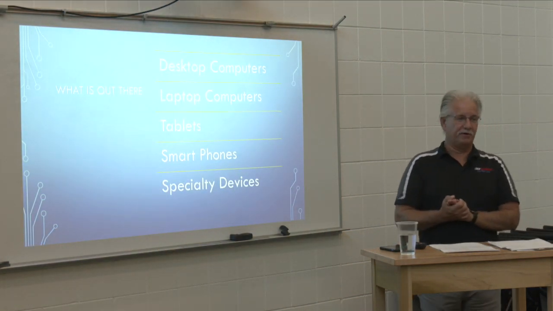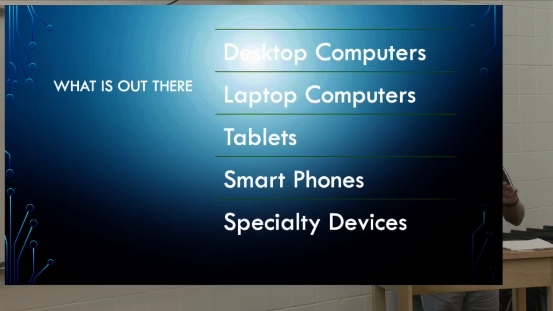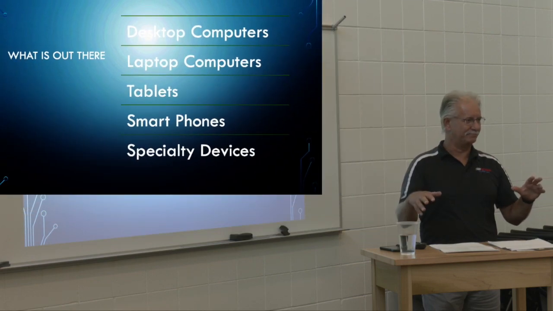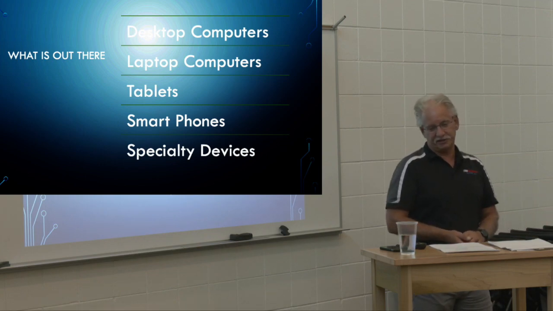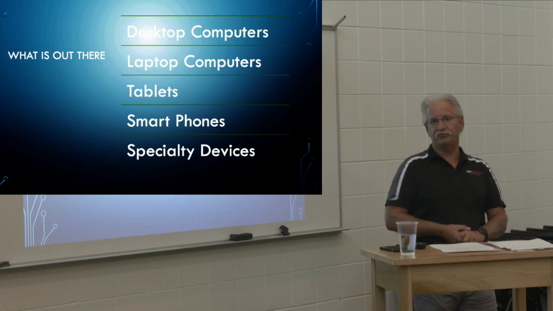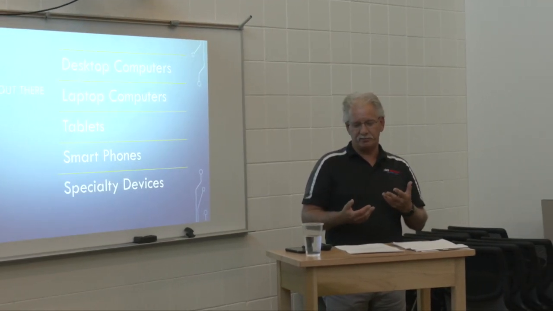So what's out there for computing? Lots of stuff. Desktop computers, laptops, tablets, smartphones. Some of these things are kind of blending over and one becomes the other, and they really don't fall into any particular category. And then we have some specialty devices that some people will use for computing as well. So I'm going to talk about some of the manufacturers here, and those specialty devices are things like Google Nest, the Facebook Portal, Alexa. And so some of you will probably already have some of those things as well.